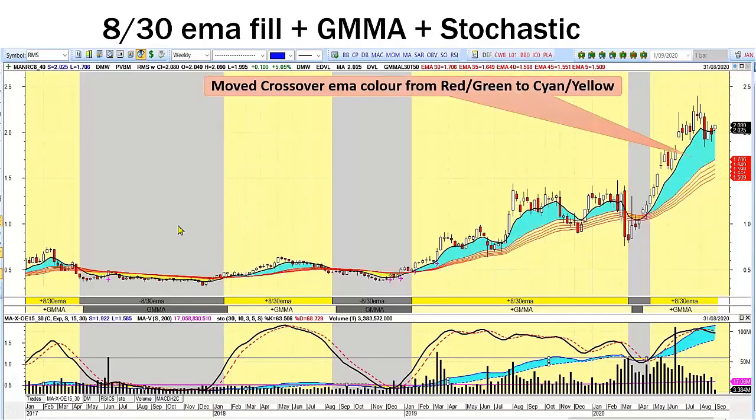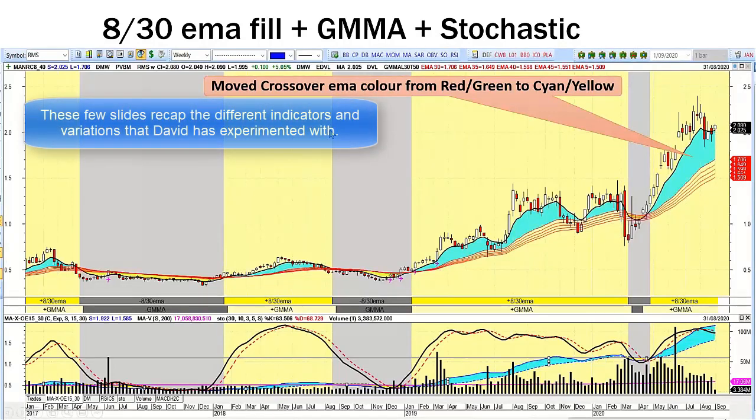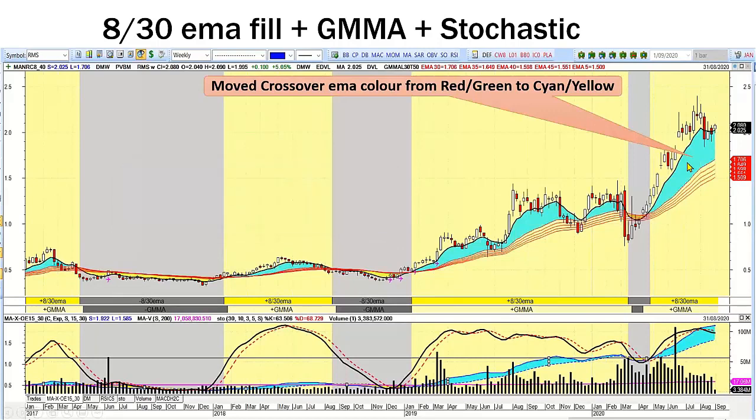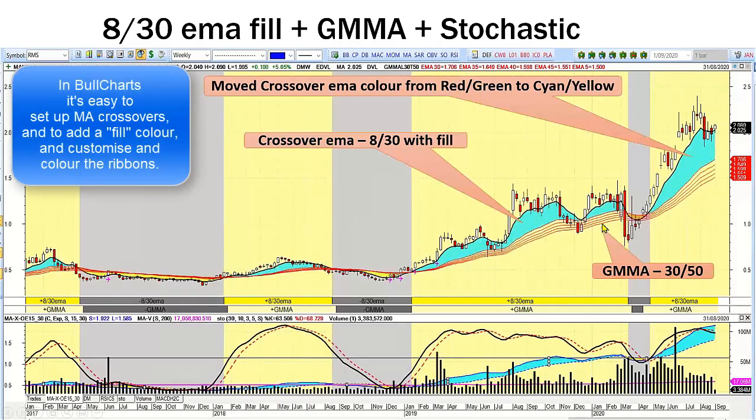So going back to that chart, this one's a bit more psychedelic. It's an 8/30 EMA fill with Guppy multiple, or half Guppy multi moving averages. I've got a moving average crossover up the top where I went from red and green to cyan and yellow. I thought it gave me a bit more contrast. And down here I've got 8/30 EMA with fill, and up here I've got Guppy multiple moving averages from 30 to 50.